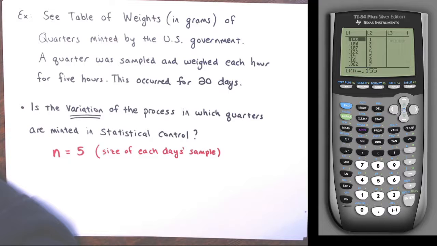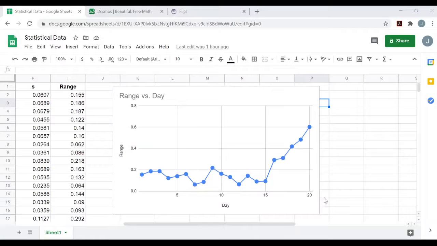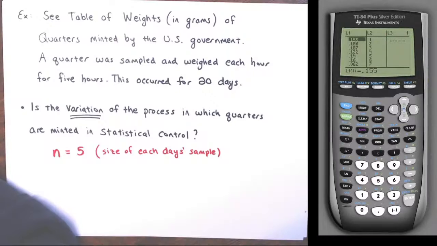Remember back on the website, let me go back, remember this list of ranges. See how it starts with 0.155, then 0.186 for day 2, 0.187 for day 3. That's exactly what I have here in List 1. So 0.155, 0.186, 0.187, 0.122, and I entered all 20 of them. I'll just show you that I do have 20. Okay, there you go. And again, L2 there is just the day numbers, 1 through 20.